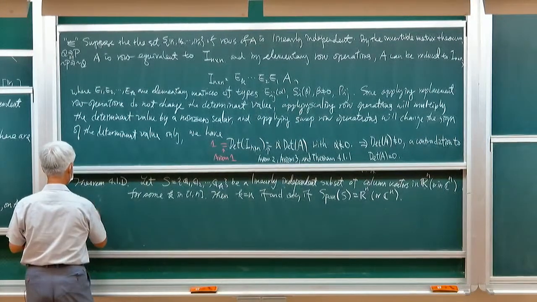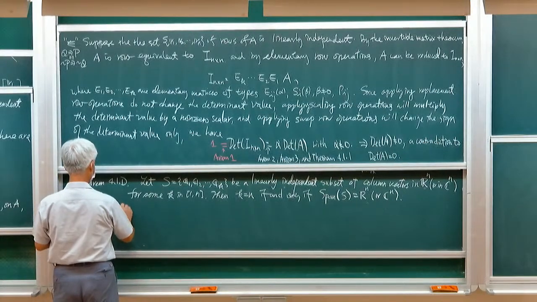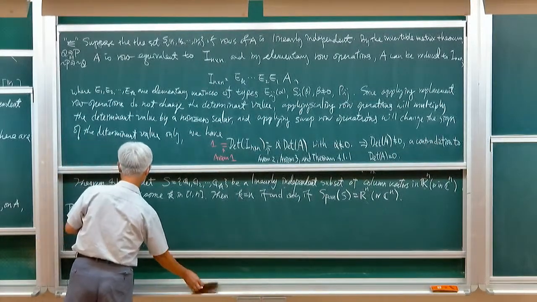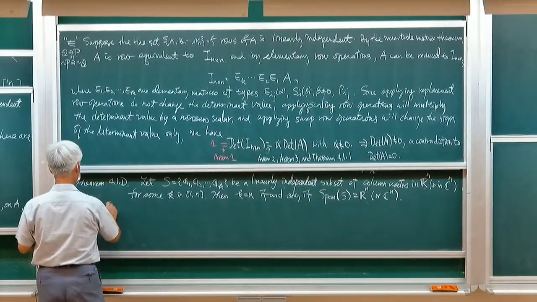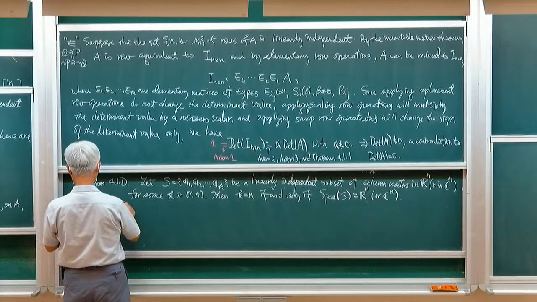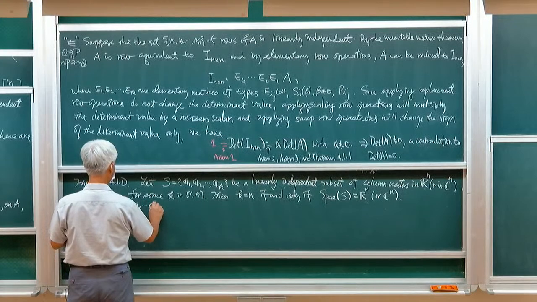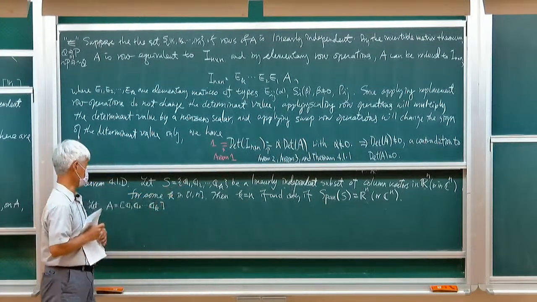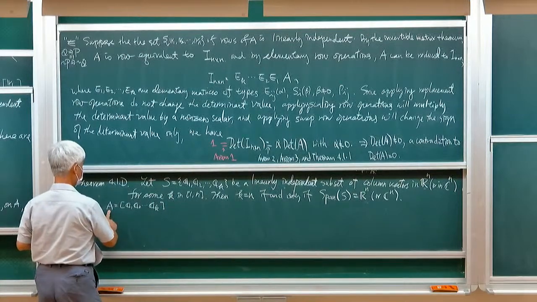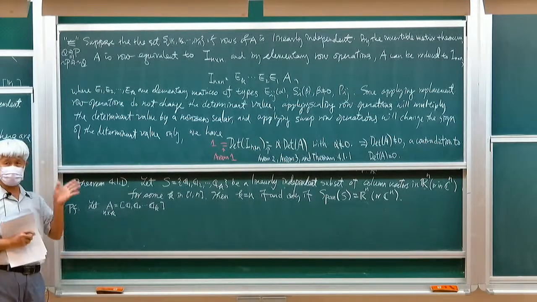Okay, so we consider A1. So we let A be a matrix formed whose columns are vectors in this set. So the dimension of this matrix is n times k. So it has k columns.